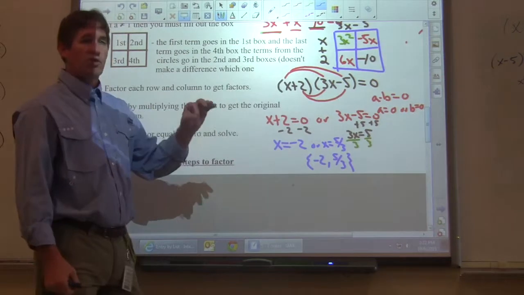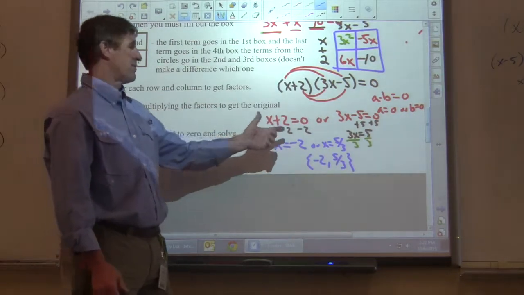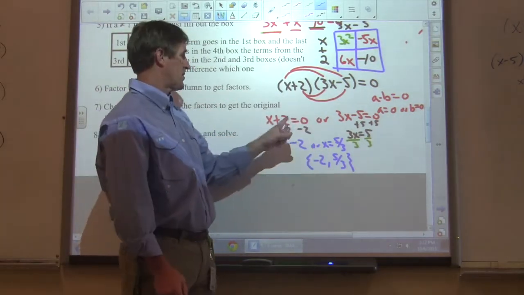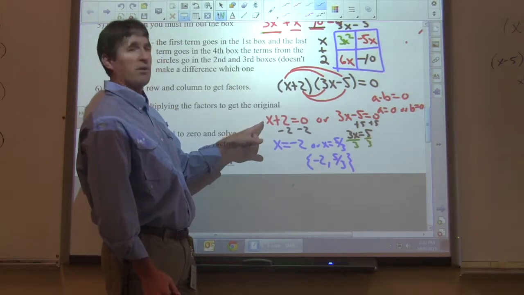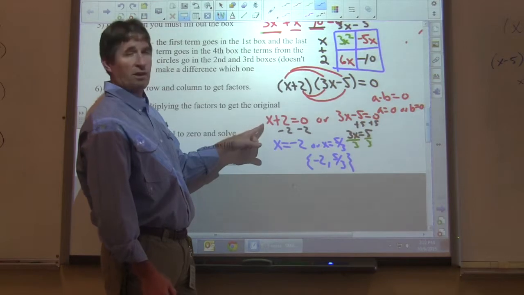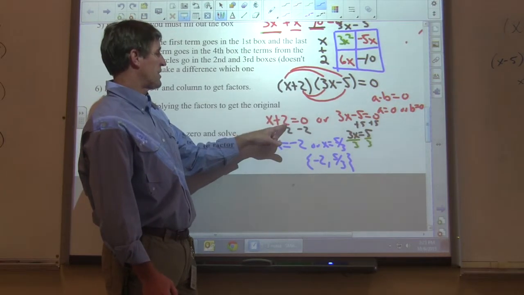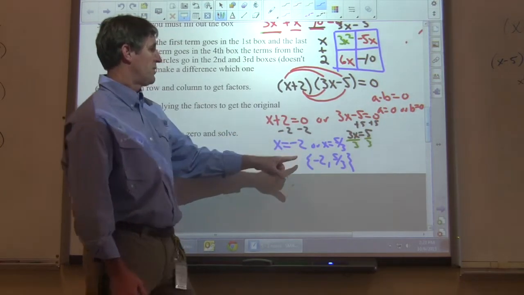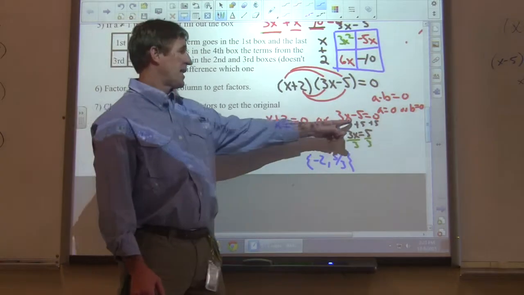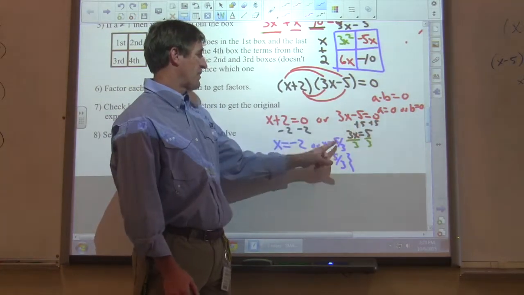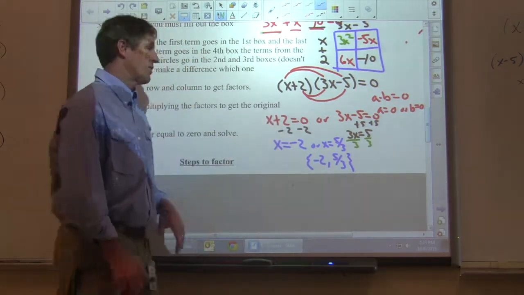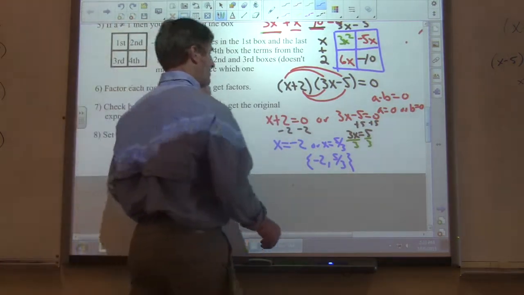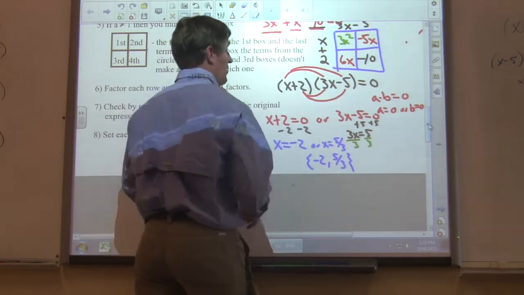I'm going to also show there's a shortcut to solving these. It's not real short, but for some of you, you'll like this. All you have to do is take the opposite of the number and divide it by the number in front of the variable. So opposite 2 is negative 2 divided by 1 is negative 2. Not a big deal here, but it's kind of nice here. The opposite of negative 5 is 5 divided by 3, 5/3. And that will always work for a little shortcut for solving. So let's do another one.